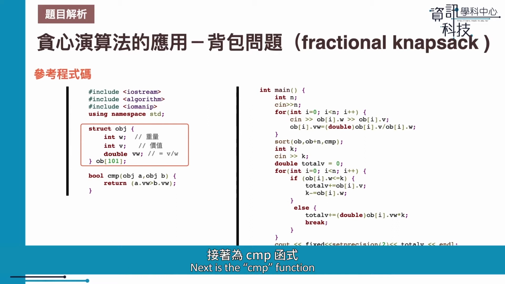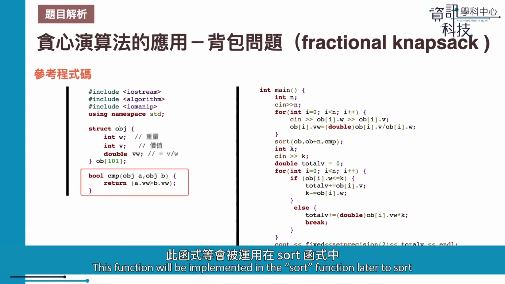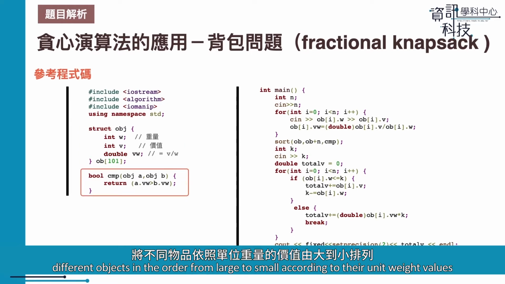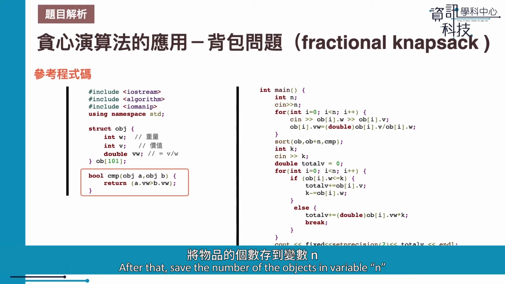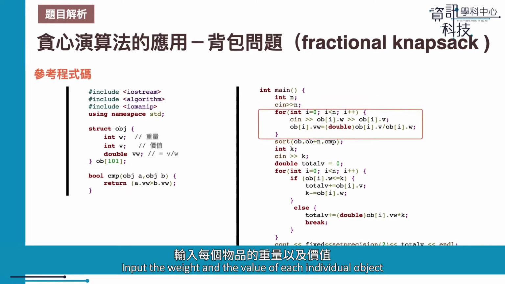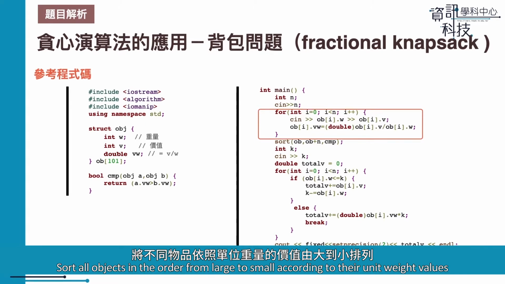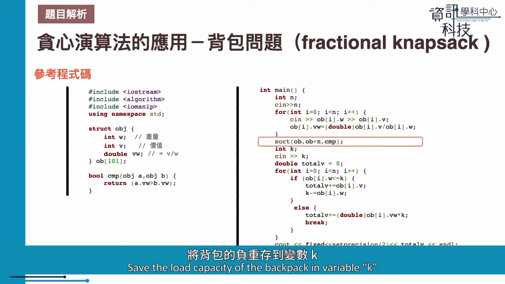Next is the CMP function. This function will be implemented in the sort function later to sort different objects in the order from large to small according to their unit weight values. After that, save the number of the objects in variable n. Input the weight and the value of each individual object. Sort all objects in the order from large to small according to their unit weight values. Save the load capacity of the backpack in variable k.